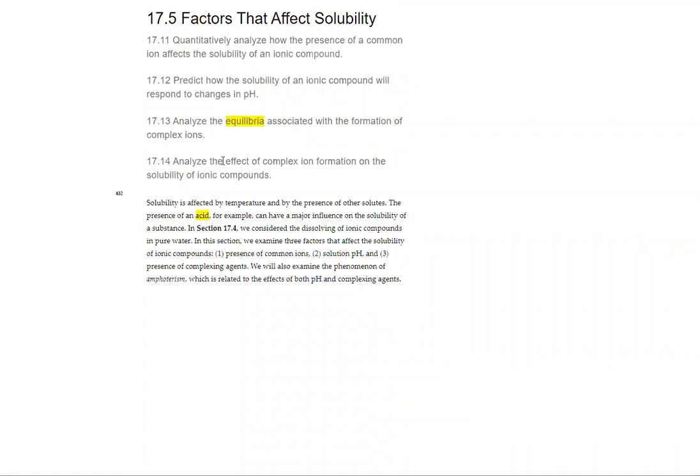So factors that affect solubility. I mentioned before that solubility is affected by many factors, but remember KSP, being an equilibrium constant, is only affected by one factor, and that is temperature. Only affected by temperature. We will examine the phenomenon of amphoterism, which is the way that pH and complexing agents affect the solubility of an ionic compound. So a salt's solubility is affected by the presence of common ions, the solution pH, and the presence of complexing agents. Just know we're going to talk about those factors.